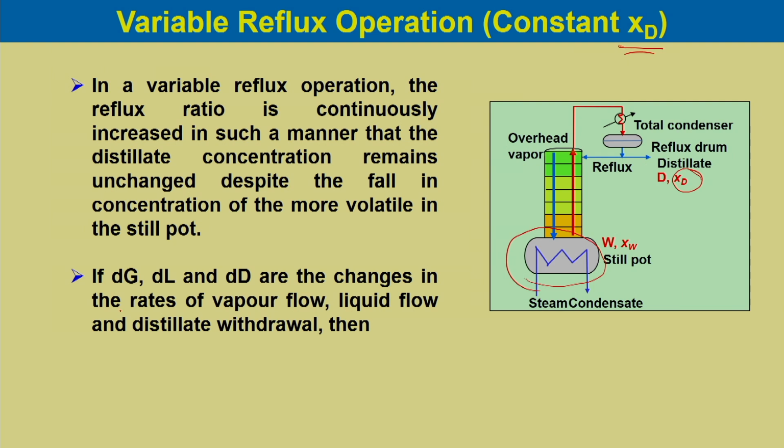Now, if dG, dL and dD are the changes in the rates of the vapor flow, liquid flow and distillate withdrawal, in that case we can write dG would be equal to dL plus dD. So, this is equation 1, and from here if we rearrange it, dD would be equal to 1 minus dL by dG into dG. So, this is equation 2.